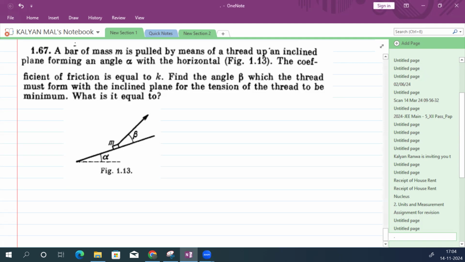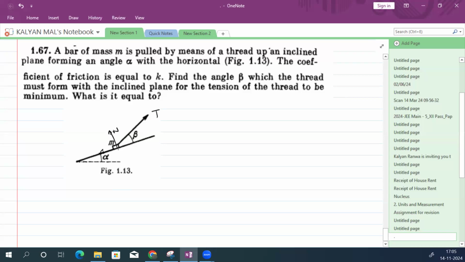So in these questions, first of all, we will draw the free-body diagrams. Then we'll apply the equations of motion. So let this be the tension T. Suppose this is a tension T on the thread, and this is the block, and there is a friction force with the coefficient k.